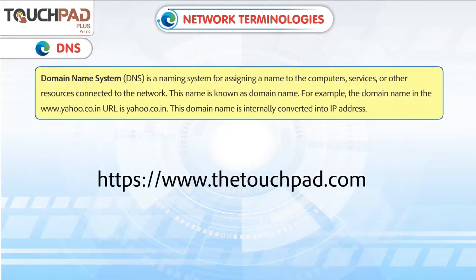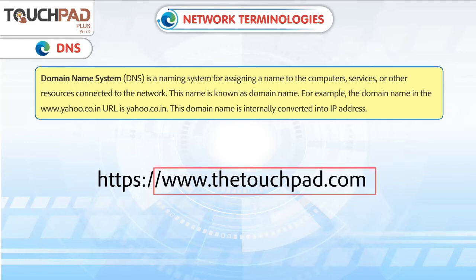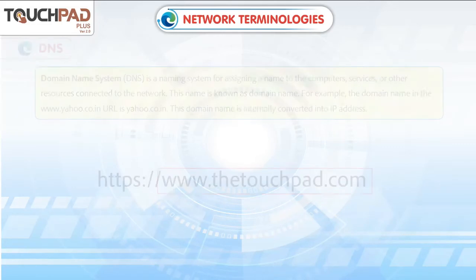DNS. Domain Name System. DNS is a naming system for assigning a name to the computers, services, or other resources connected to the network. This name is known as domain name. For example, the domain name in the www.yahoo.co.in URL is yahoo.co.in. This domain name is internally converted into IP address.